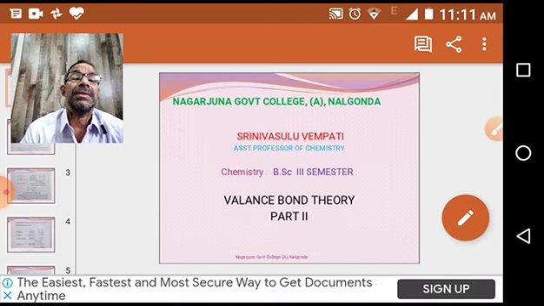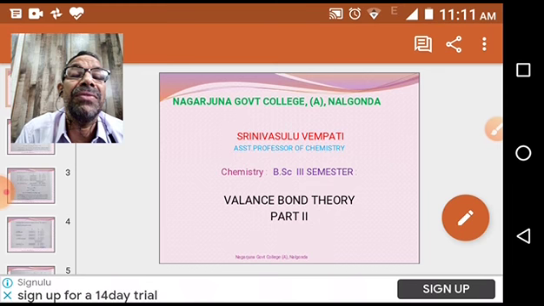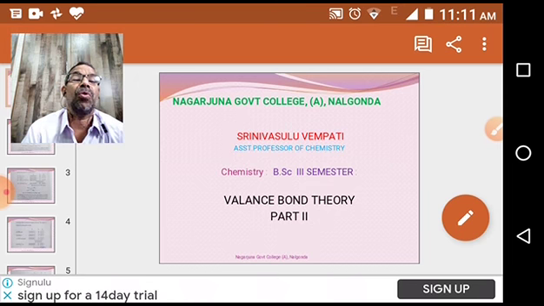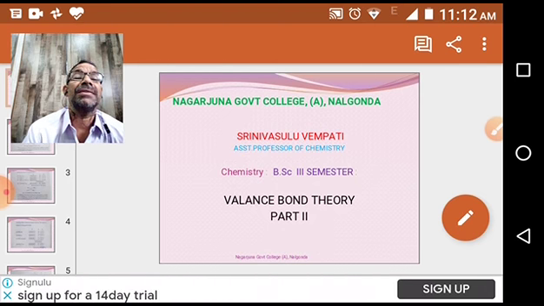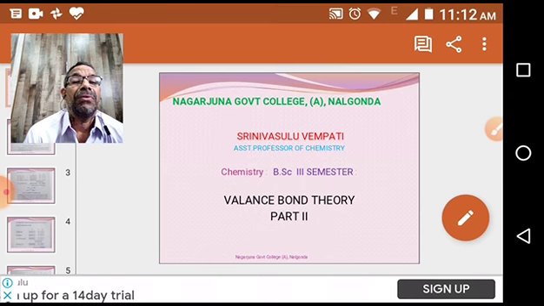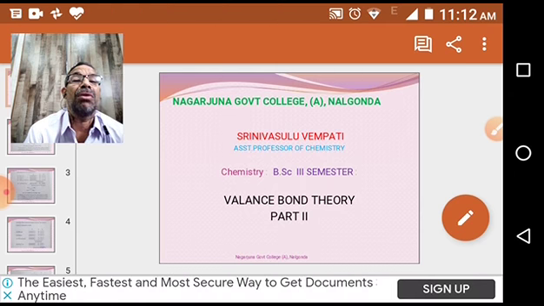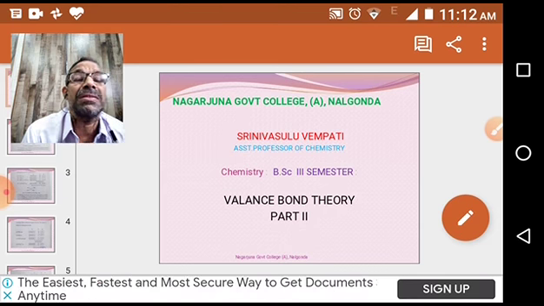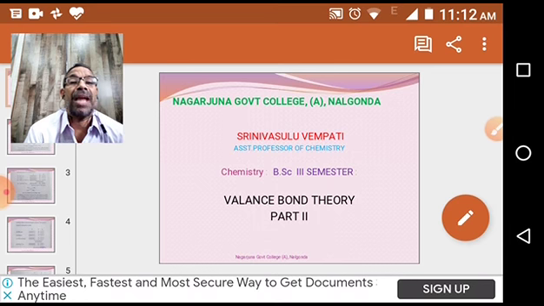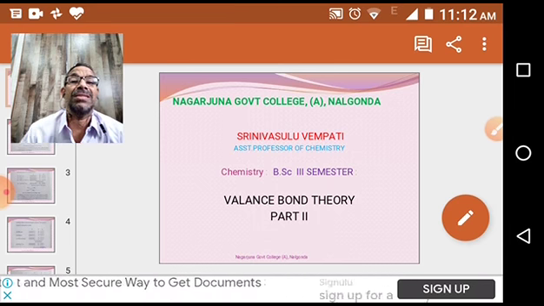In the previous class we started the coordination theories. There are some theories which explain the properties and structure of coordination compounds. One is valency bond theory. The second is molecular orbital theory, MOT, and crystal field theory, CFT. We started valency bond theory in the last class. This is the recap of what we have discussed up to now.